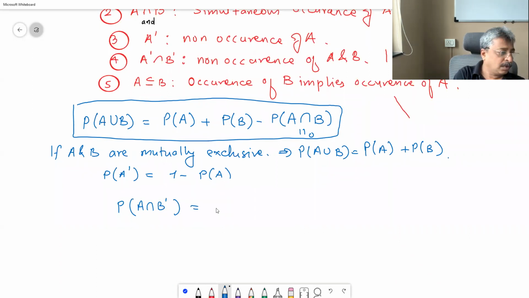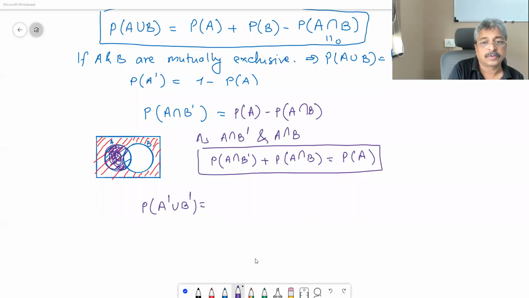Is equal to, show me, what do you think? Okay, as far as A intersection B dash is concerned, you draw a Venn diagram and find out what you want. We want this particular area in LHS, A dash intersection B dash.